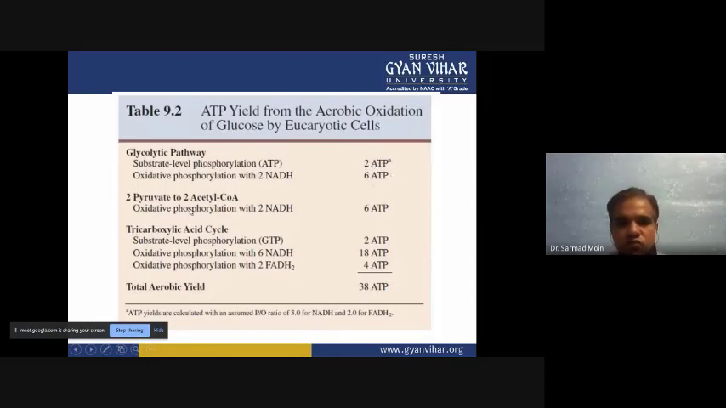Okay, and 2 pyruvate which come from the glucose. These 2 pyruvate, converted to acetyl coenzyme A, will produce 6 ATPs. Then the TCA cycle will be able to produce a total of 24 ATP molecules. So combined, 38 molecules are produced through aerobic yield from glucose in the eukaryotic cell.